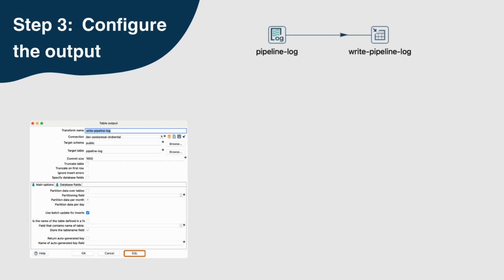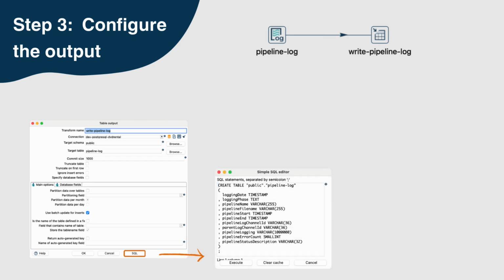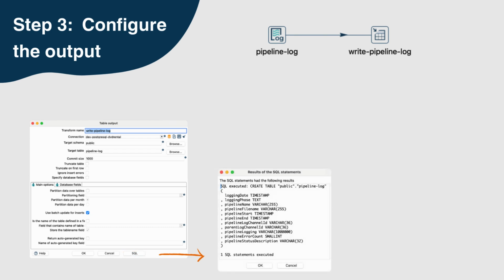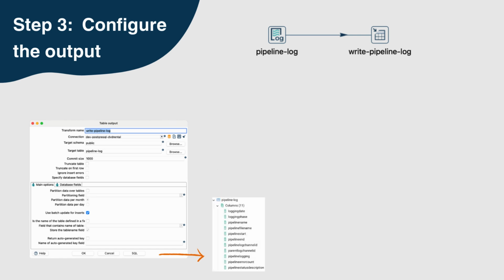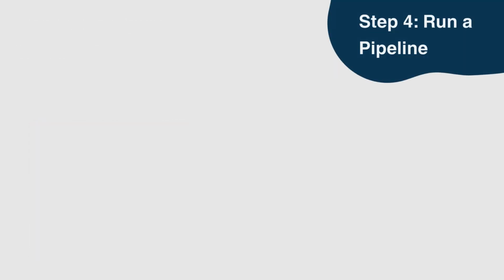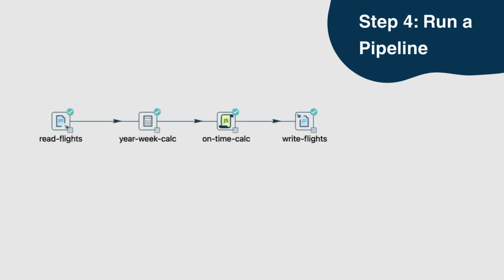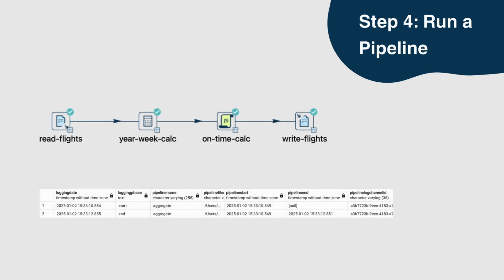Click on the SQL option to generate the SQL to create the output table automatically. Execute the SQL statements. Open the created table in your favorite database explorer to check the logging fields. Close and save the pipeline. Finally, run a pipeline by clicking on the Run to Launch option. In this case, we use a pipeline from my Hop project. Logs will appear in the database, showing execution details like start time, errors, and statuses.